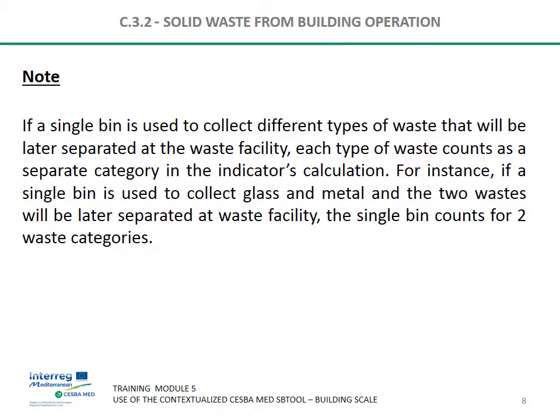If a single bin is used to collect different waste types, then this can be added more than one. So it means that if a single bin is used to collect both glass and metal, then this will have a value of 2 rather than 1.